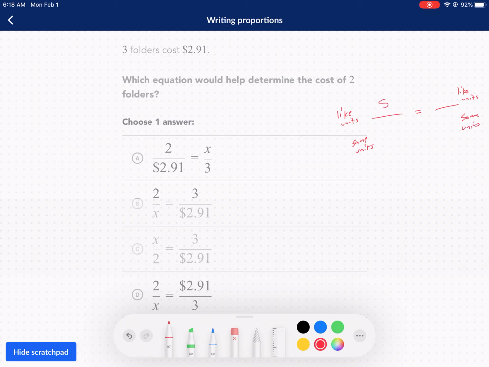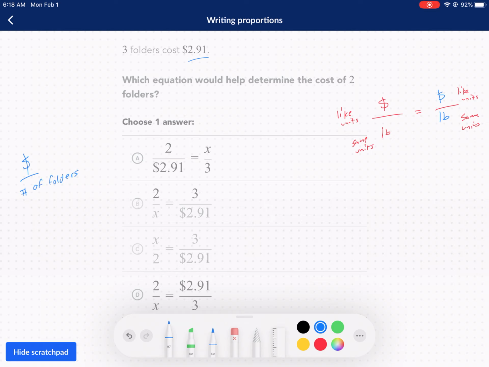Let's say we have dollars on the top and pounds on the bottom. Well, on the right side, you can't have pounds on the top and dollars on the bottom. That's no good. You need to have dollars on the top again and pounds on the bottom again. That's just an example. So in this case, we're talking about dollars being compared to the number of folders.